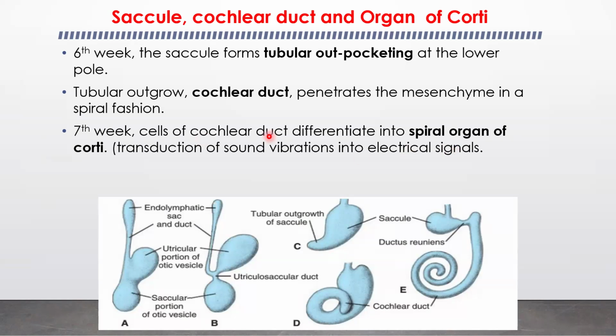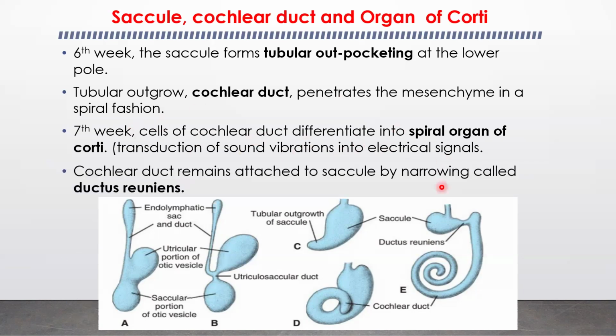So we've come to the point where we have the saccule. Remember this, we have a point in the inner ear that is known as the saccule. The saccule is the one that also gives the development of the cochlear duct. So what happens is that on this lower pole of the saccule, we'll have a tubular outpocketing. This tubular outpocketing grows in a tubular fashion. And then after that, it penetrates the mesenchyme in a spiral fashion. In the 7th week now, the cells of this cochlear duct will differentiate to form this spiral organ of Corti.